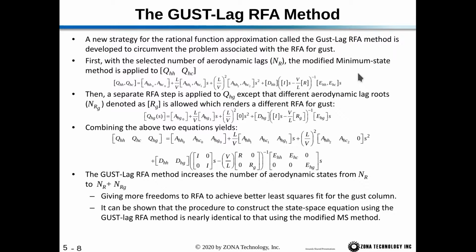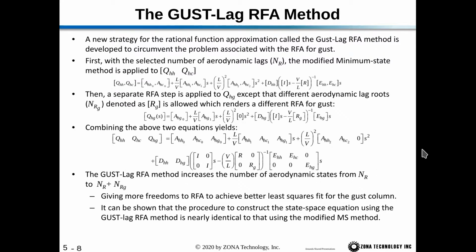QHC as before. Then a separate RFA step is applied to QHG, except that different aerodynamic lag roots nRG, denoted as RG, is allowed, which renders a different RFA for GUST, shown here. So this is our GUST term. Now combining the above two equations gives us this equation. So you can see that the normal mode and control surface modes are separate from the GUST modes. The GUST has their own terms.